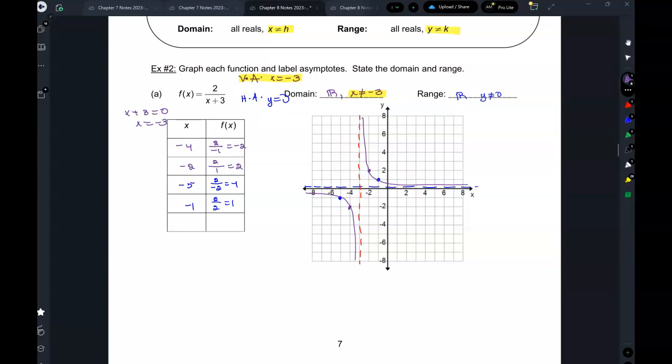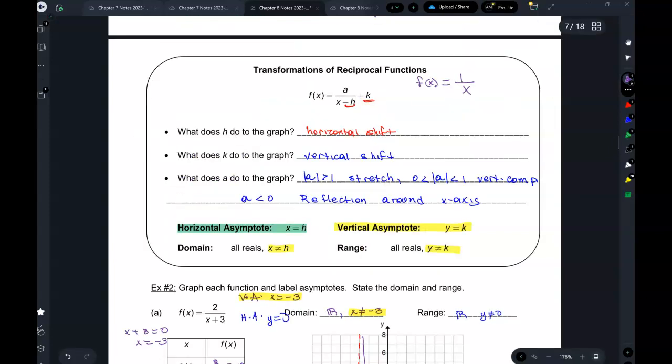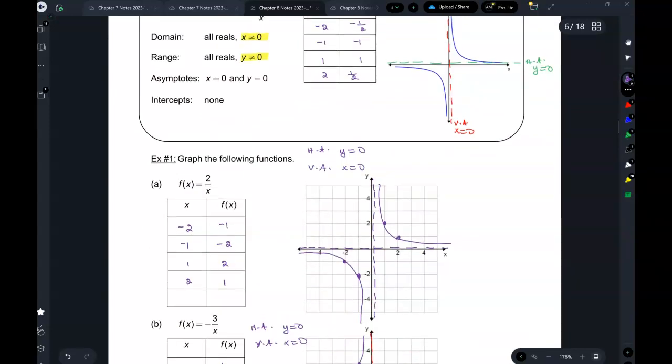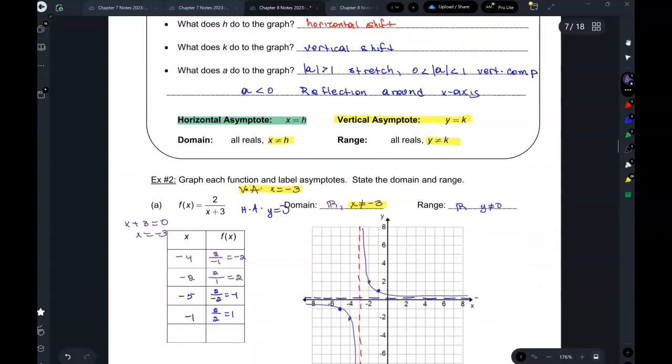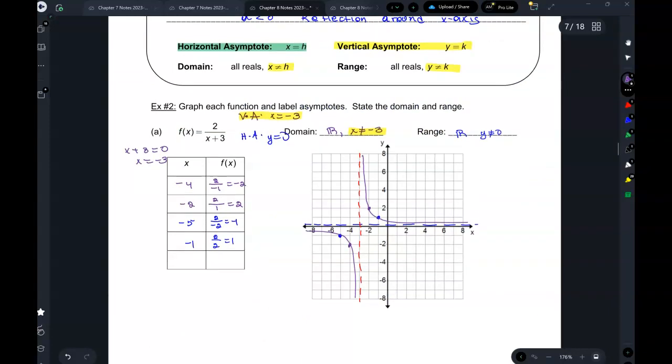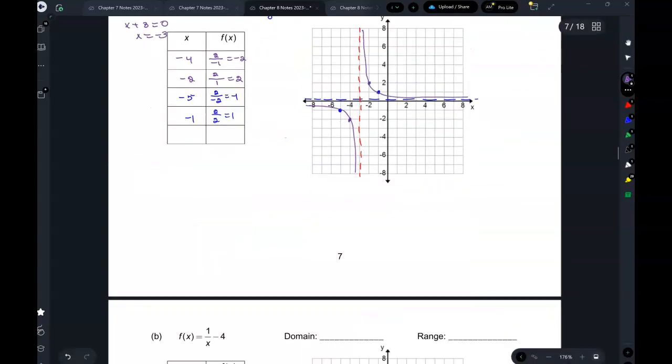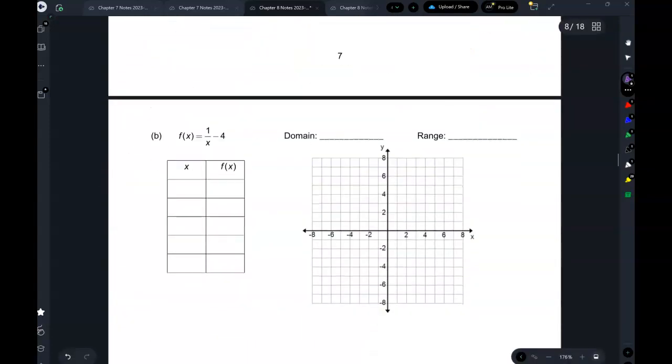Okay, take a look now. Watch. This was 2 over x. Now look at this. Let's shift the whole thing left 3 spaces. That's what we get. You see that? Isn't that cool?